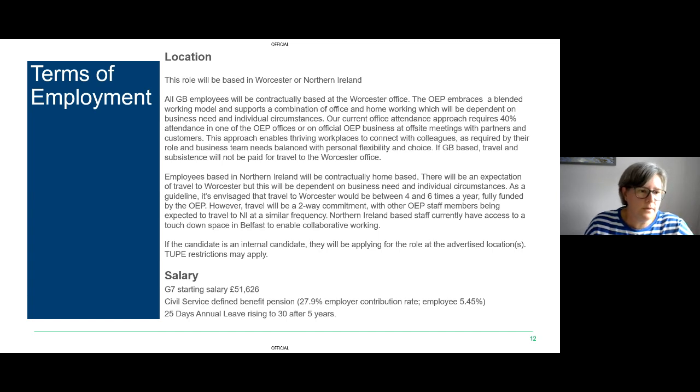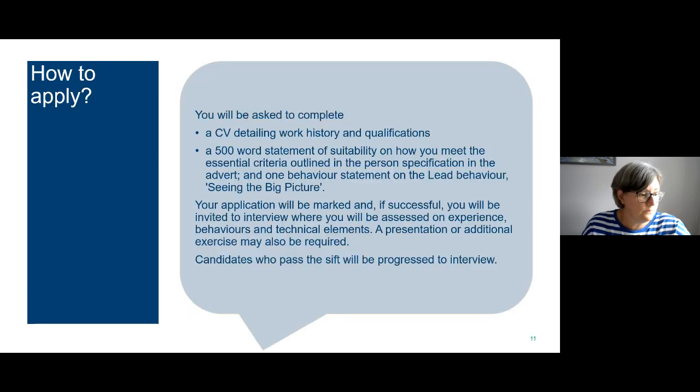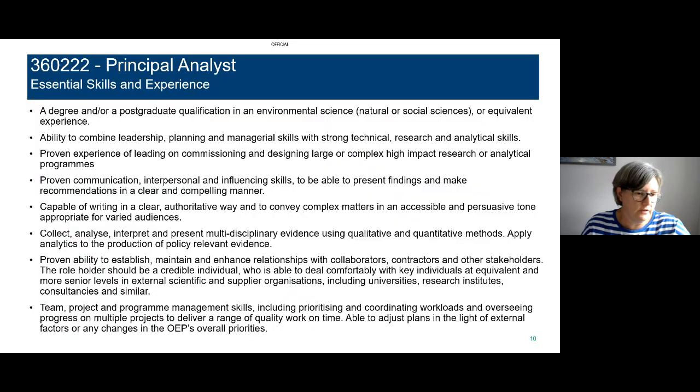Sorry, John, if you wouldn't mind jumping back to slide 10. It's the list that comes under person specification, which is the essential criteria for the role. We've just put the slide back up so that you can see it, but it's a slide that says a degree and or postgraduate qualification in environmental science, ability to combine leadership, planning, etc. So it's the list of what we're looking for. So when you're writing your statement, that's what we're looking for. Again, that's going to come up again in one of the other slides, so I will come back to that in a second.